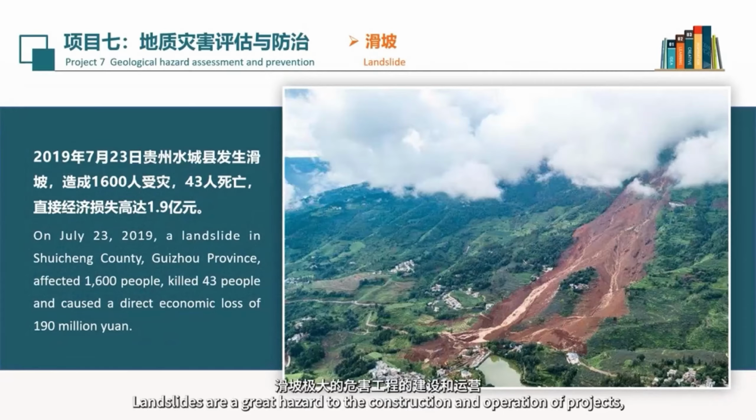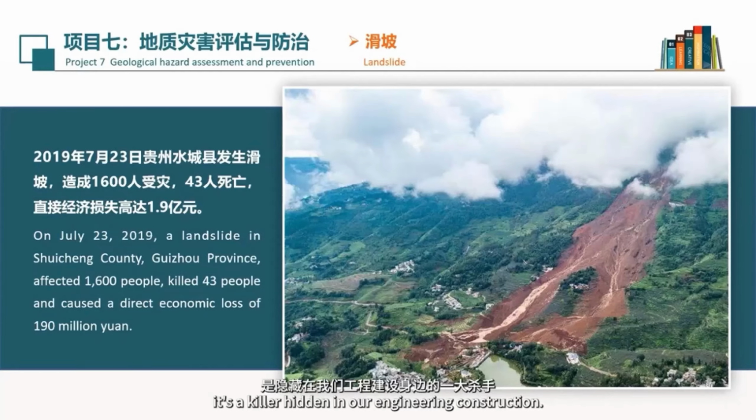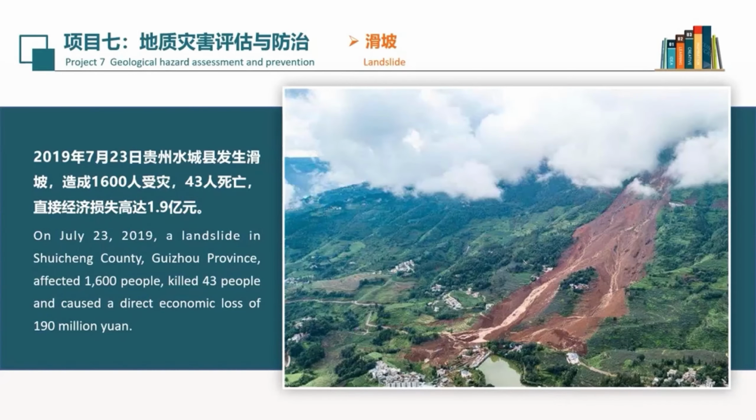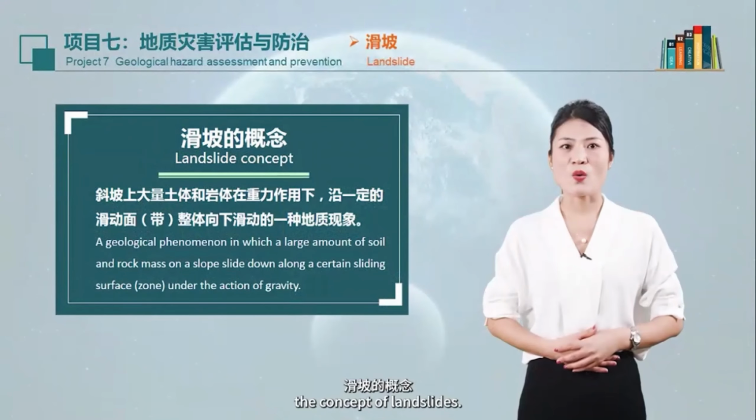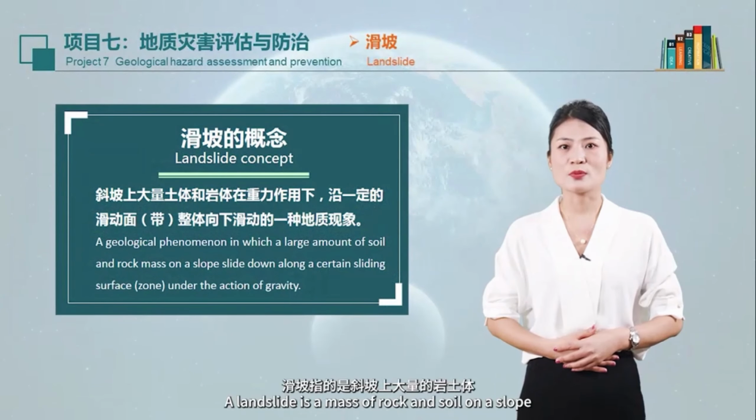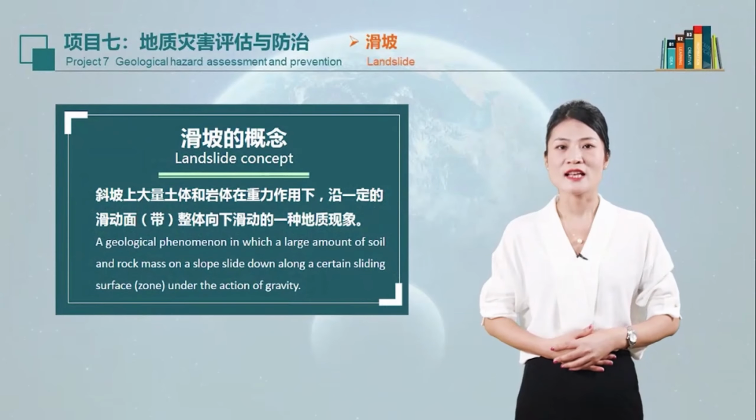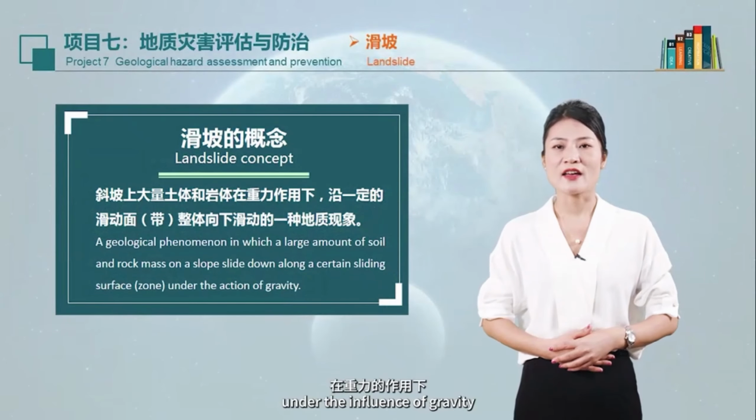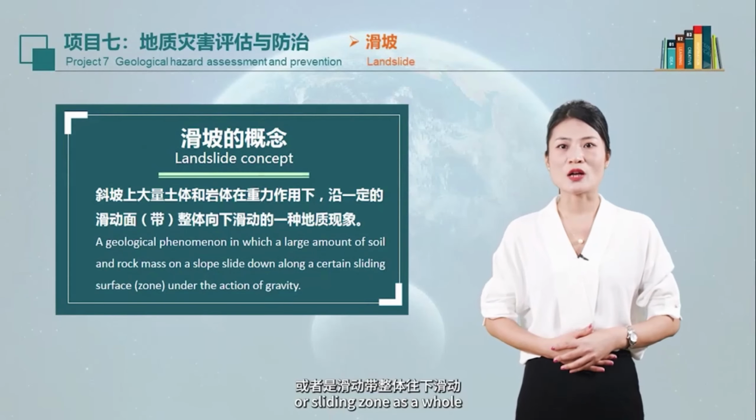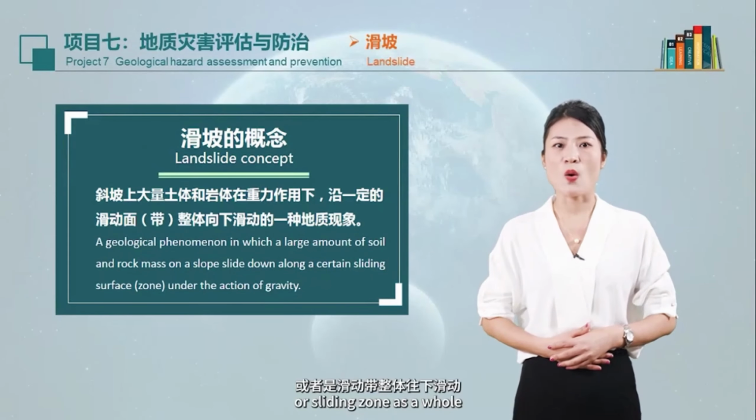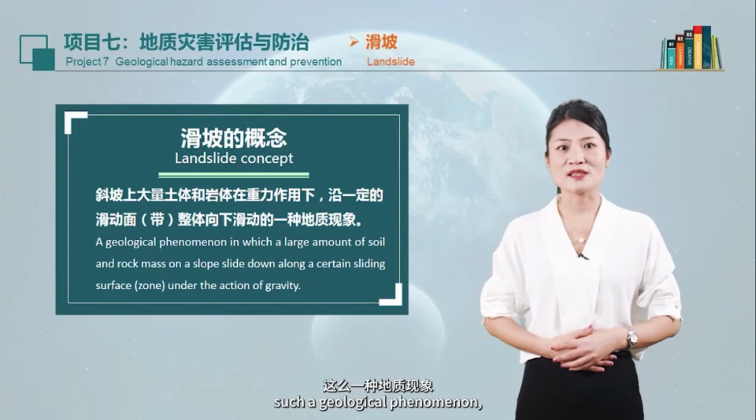Landslides are a great hazard to the construction and operation of projects. It's a killer hidden in our engineering construction. Let's take a look at the concept of landslides. A landslide is a mass of rock and soil on a slope that, under the influence of gravity, slides along a certain sliding surface, or sliding zone, as a whole. Such a geological phenomenon we call a landslide.